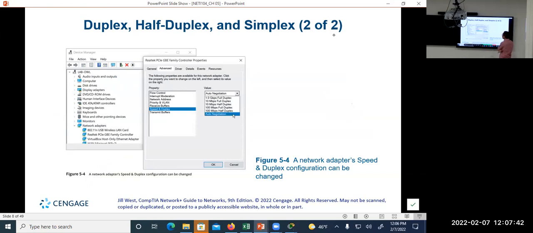You can set the duplex, or you can set the speed, in the network interface card. You go to the device manager, go to the network interface card, and change it. But normally no one touches it, because it automatically works with full duplex now.